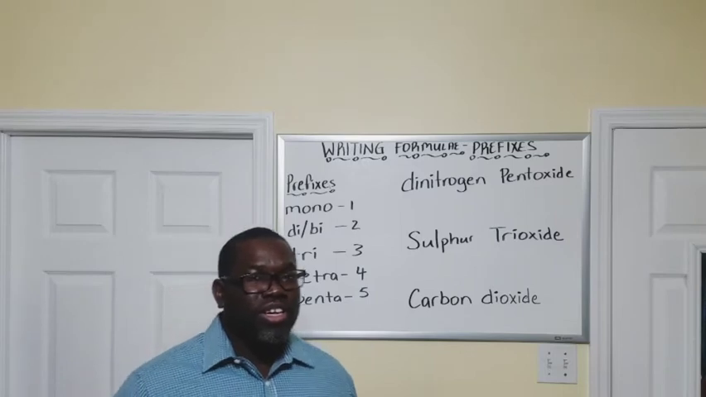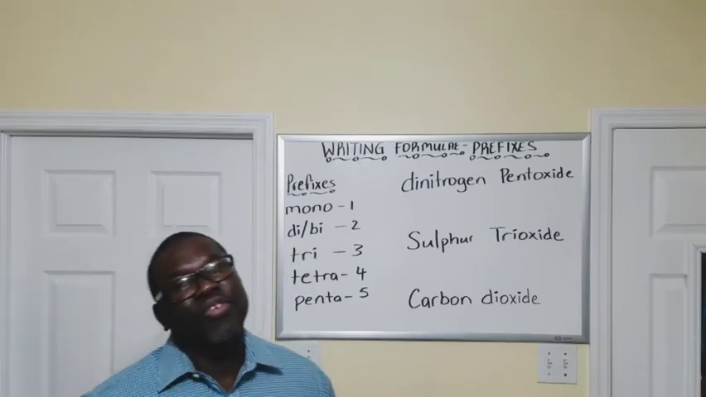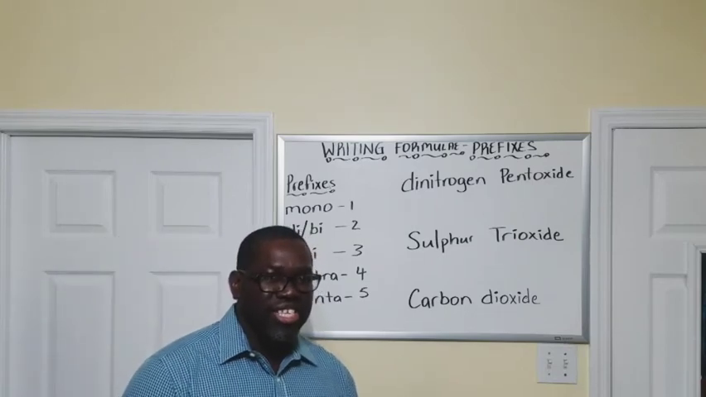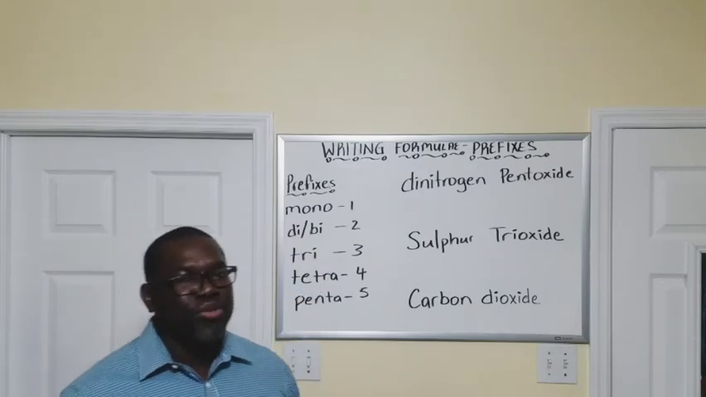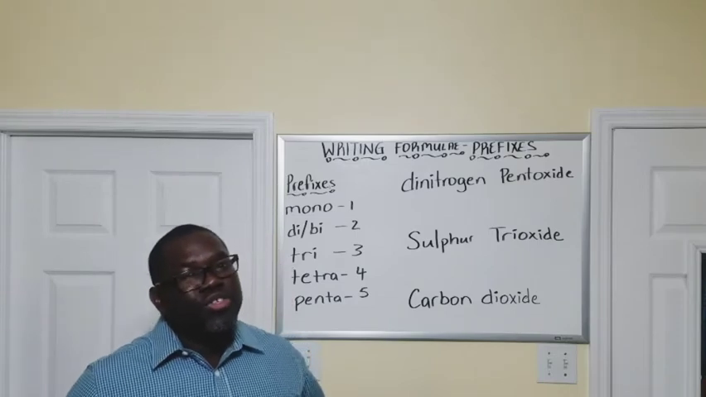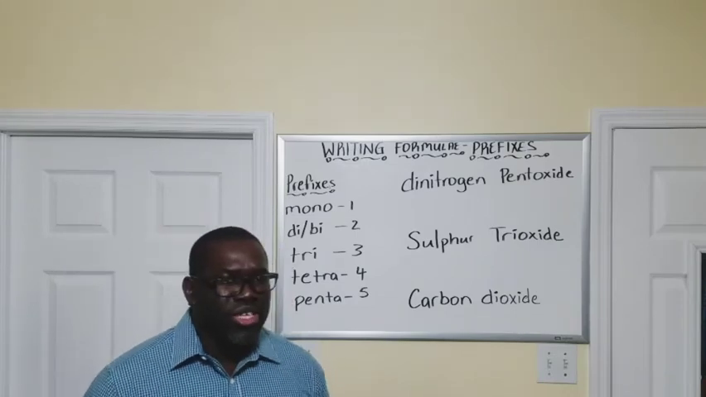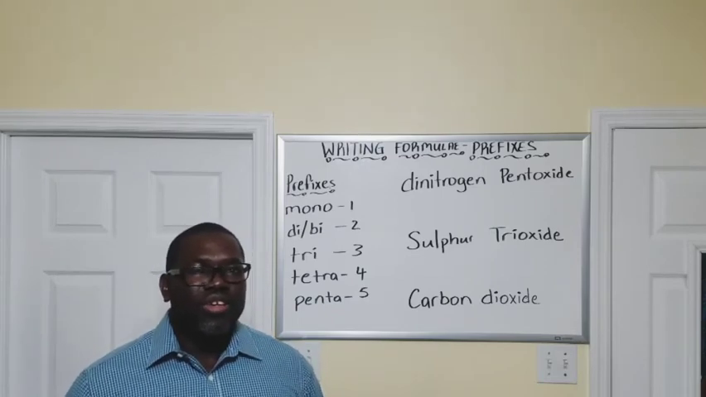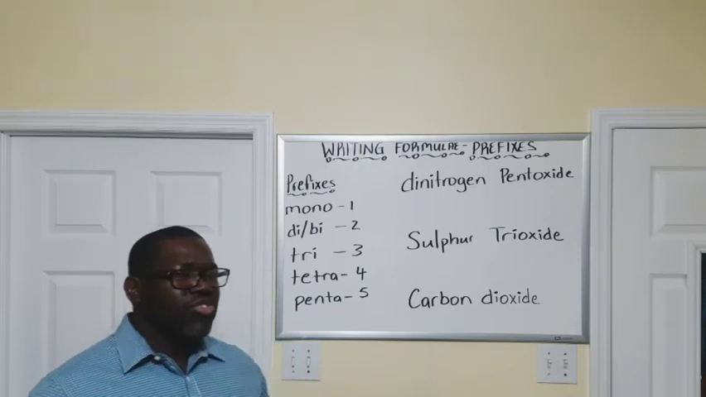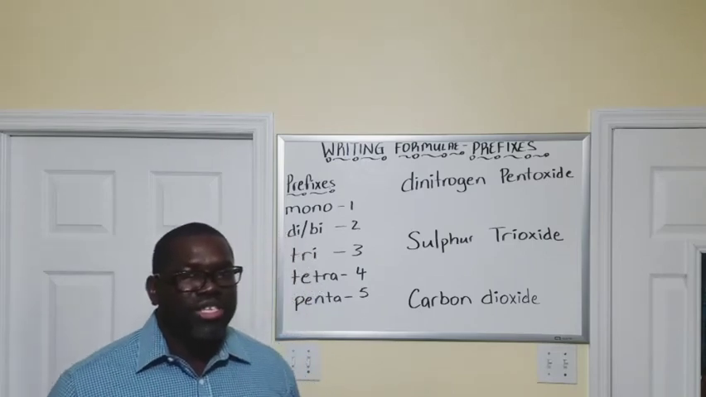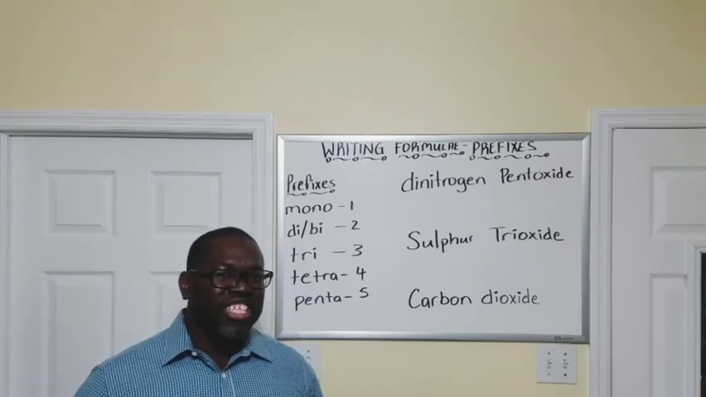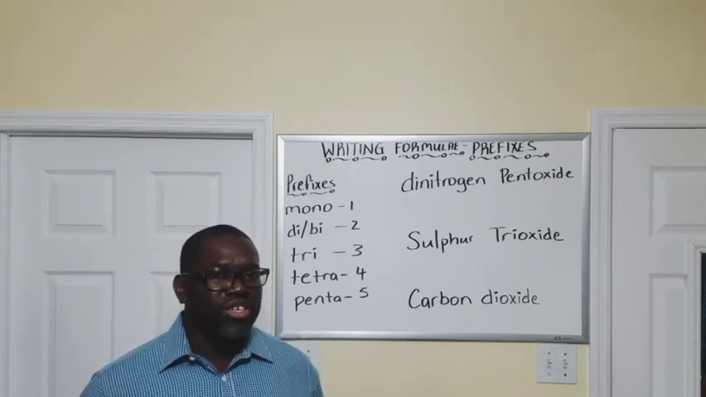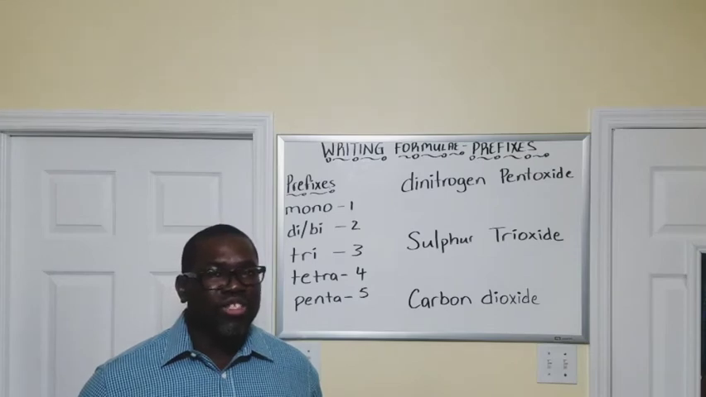Now today we want to talk a little bit about writing chemical formulae using prefixes, as you can see there on the board. Of course, prefixes is not a chemistry term, so it's not something you're only going to find in chemistry. You'll find it in other subjects as well. But a prefix represents a number, so to write the formula of a species which has a prefix, you need to know what those prefixes mean in terms of number.